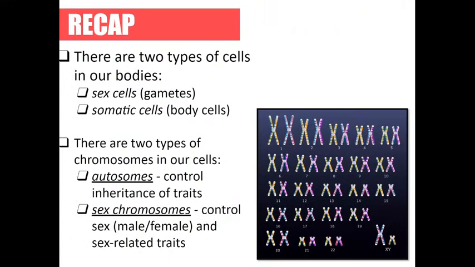If you recall, there are two types of cells in our bodies. We have sex cells, which are known as your gametes, and you have somatic cells, known as your body cells. Now, there are two types of chromosomes that are also going to be found in our cells. You have autosomes, which control inheritance of traits, and you also have your sex chromosomes, which control your sex, which is if you're genetically male or genetically female, and any sex related traits.